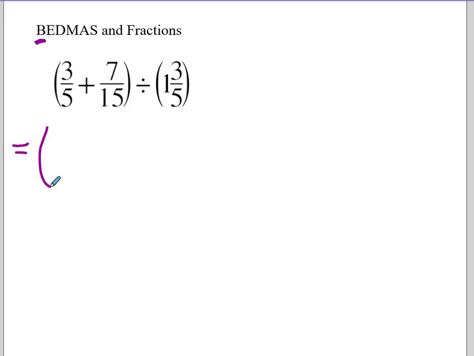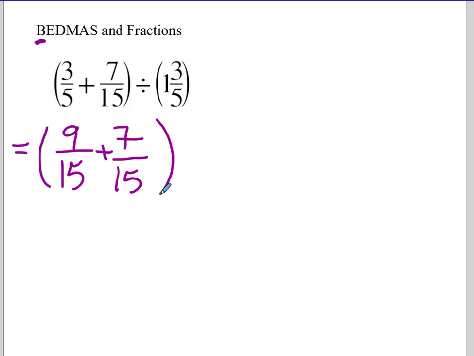Okay, so I'm going to change the 3/5 to have the same denominator as the 7/15, so I'm going to multiply top and bottom by 3. Okay, I'm just going to leave this term alone, although I might take the opportunity to turn this into 8/5 and just turn it into improper, just so I save myself a line.